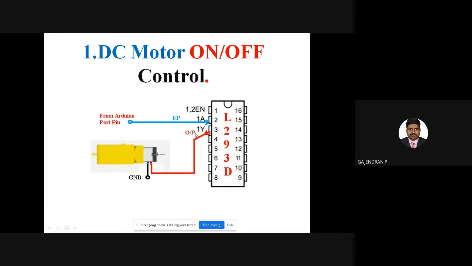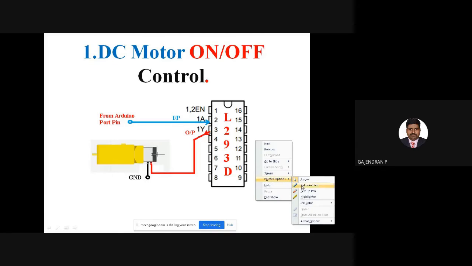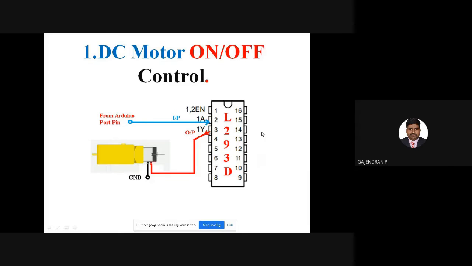Very simple. If I give logic 1 in this pin, and logic 1 in this pin, I will receive logic 1 in the output terminal. Thereby, my motor will start to rotate. Instead of that, if I pass logic 0 in the pin, I will receive the logic level as 0. So between ground and 0, there is no potential difference. My motor won't rotate. Very simple. So for that, I need to configure my Arduino pin accordingly and create the logical level. Based on the logical level, I can control this motor to turn on and off.